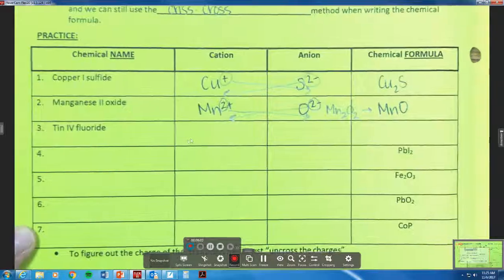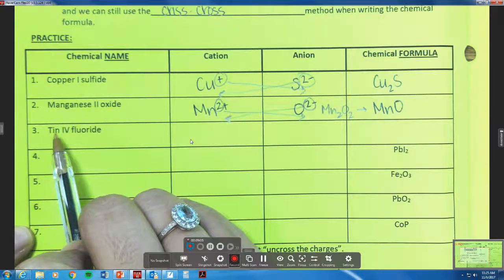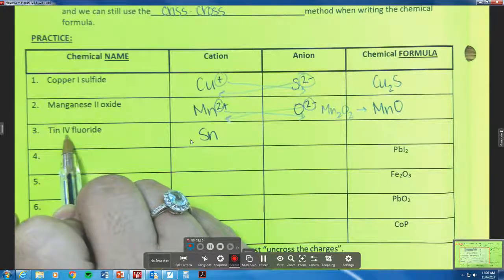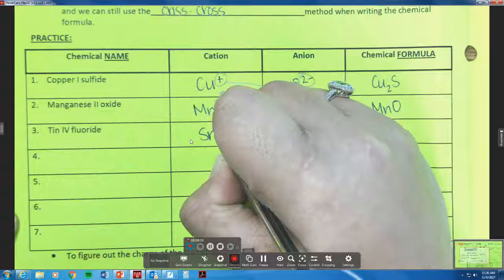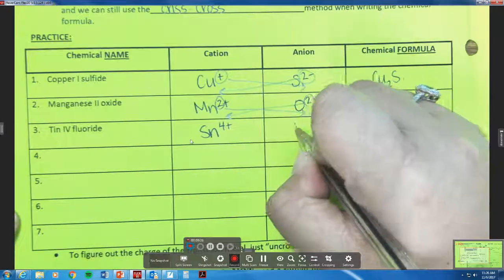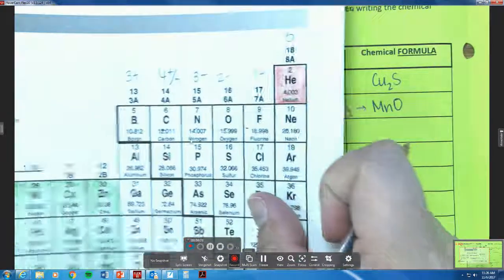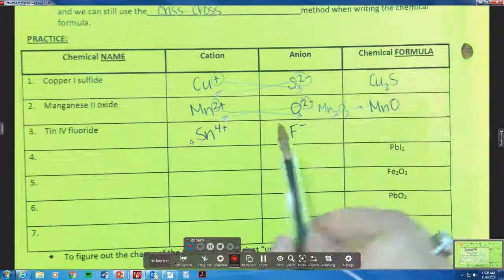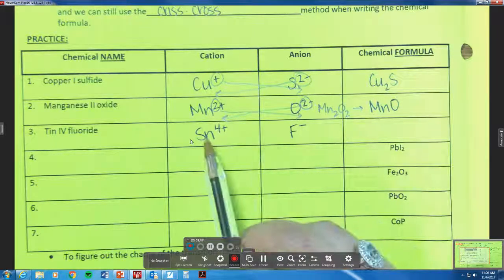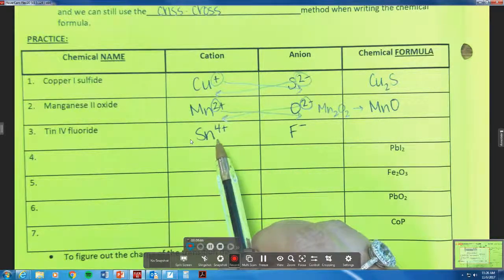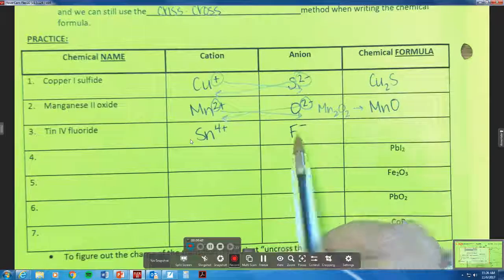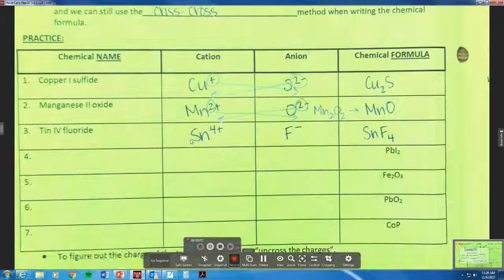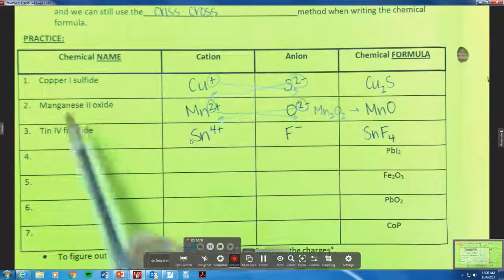Let's see. So we have tin 4 fluoride. Tin's element symbol is Sn, and its charge, according to our Roman numeral, because it's a transition metal, is a positive 4. And then for fluoride, we just have to check our periodic table. Fluorine is in group 7, so it has a -1 charge. Then still use your crisscross method. So tin is going to have a subscript of 1, and fluorine is going to have a subscript of 4. So your chemical formula is SnF4. Okay, so that's how you create your formula if you are given the name.